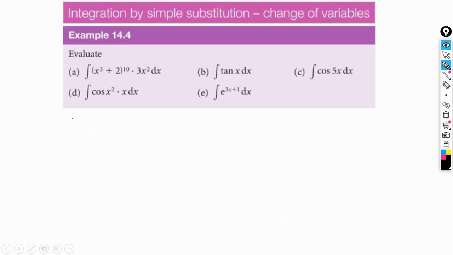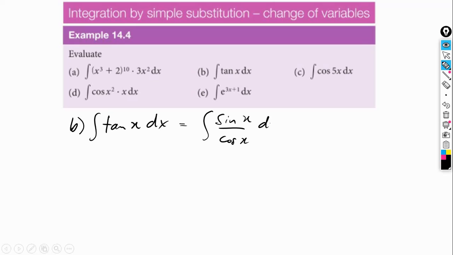Okay, so now we're going to do b. And b says find the integral of tangent of x dx. So tangent does not have an obvious antiderivative because there's no derivative that will give us tangent. So we should rewrite this in terms of sine and cosine. So this is equal to the integral of sine of x over cosine of x, and dx, don't forget that. Notice that we can rewrite this as the integral of 1 over cosine of x times sine of x dx.